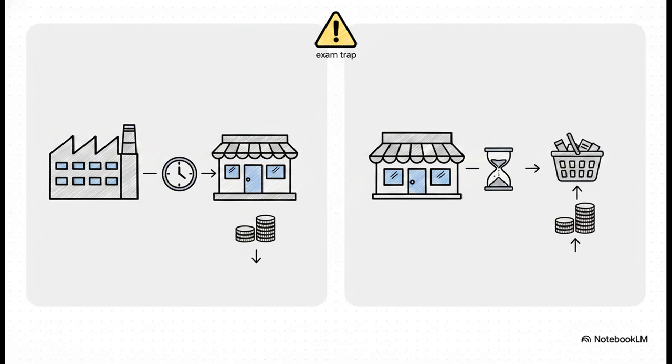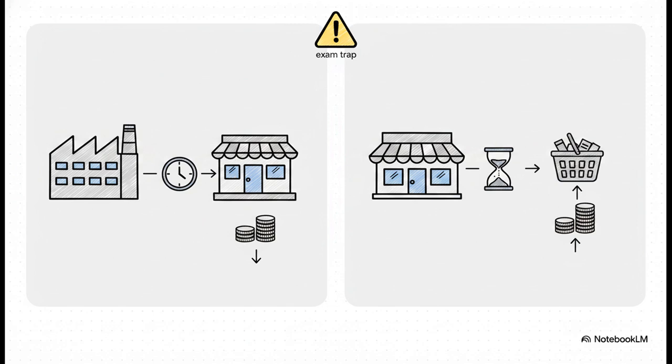It is absolutely crucial to understand the difference between these two because examiners love to test this. On one side, credit availed means you are getting credit from your suppliers, which decreases your working capital needs. But on the other side, credit allowed means you are giving credit to your customers, which increases your working capital needs. Make sure you lock this rule into your memory.